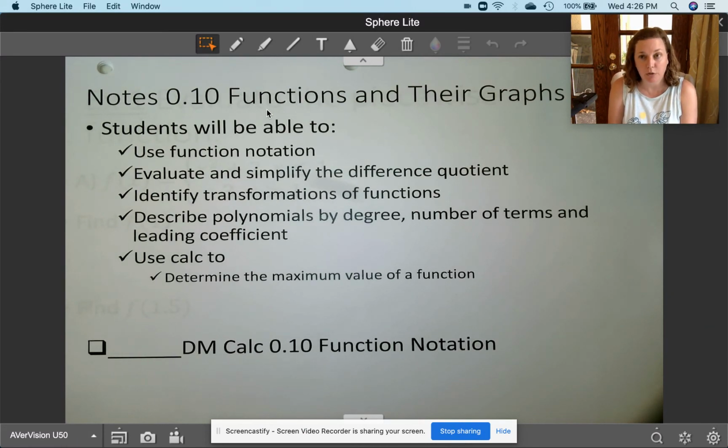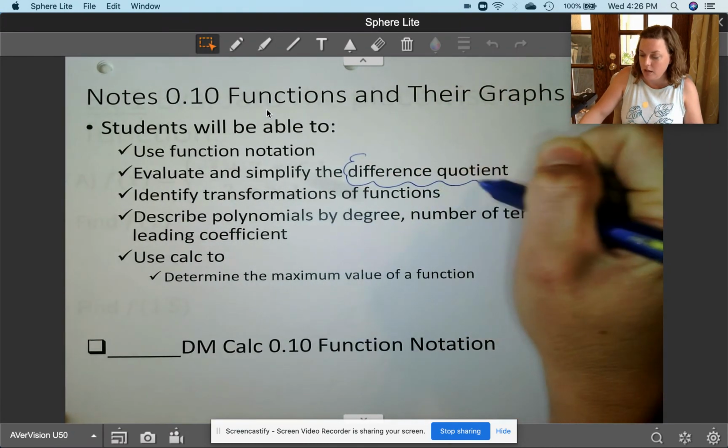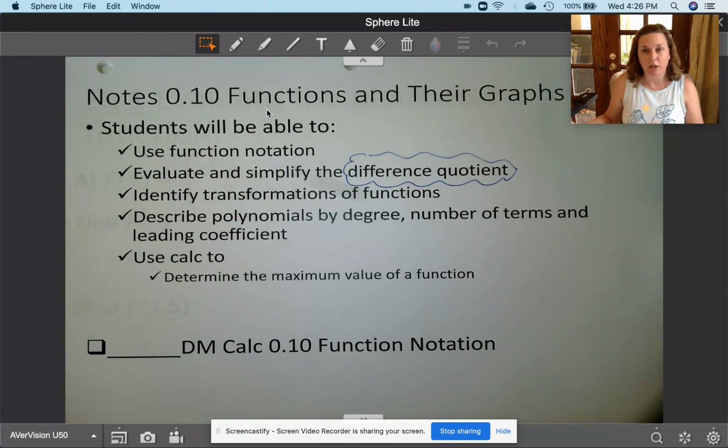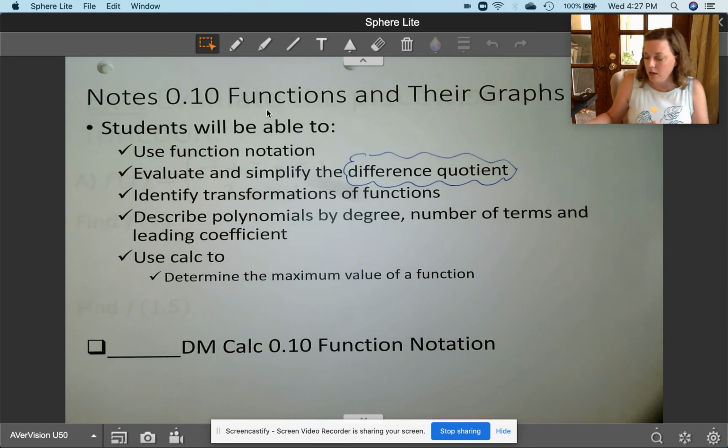We're going to do some more with function notation here, evaluate and simplify the difference quotient. This is the foundation of calculus right here. So we're starting just to work with notation and learn the skills to simplify what I will introduce a little bit later as the difference quotient.